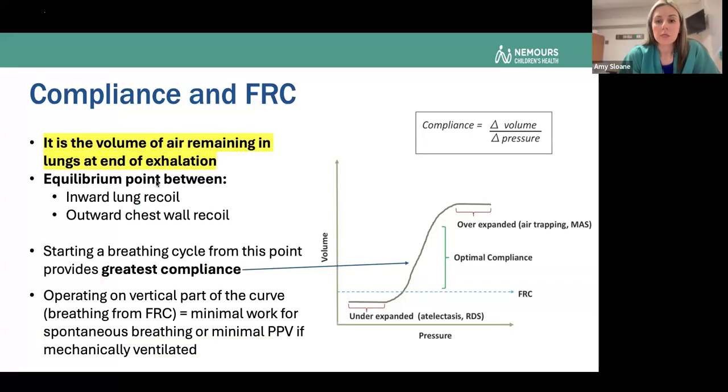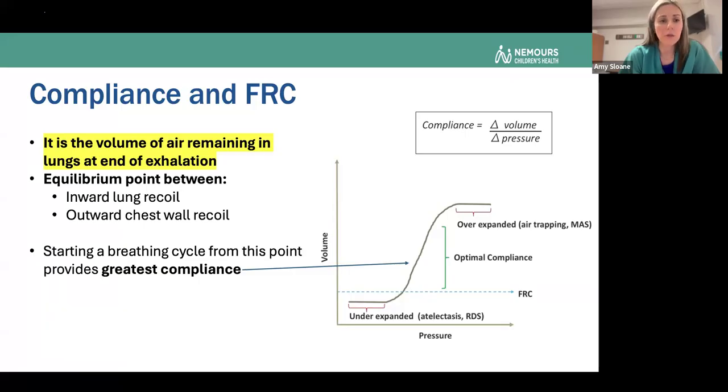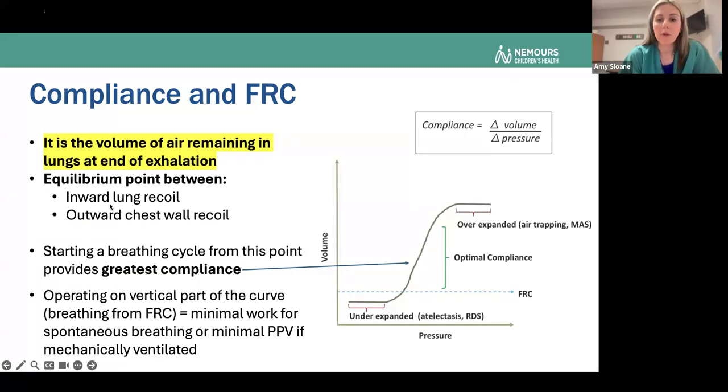So clinically, this translates to lower work of breathing in spontaneously breathing patients and lower pressures needed during mechanical ventilation in intubated babies. So that's why our goal with PEEP is to maintain expiratory volume at this optimal point on the pressure volume curve, preserving the FRC, maximizing compliance and minimizing lung injury.